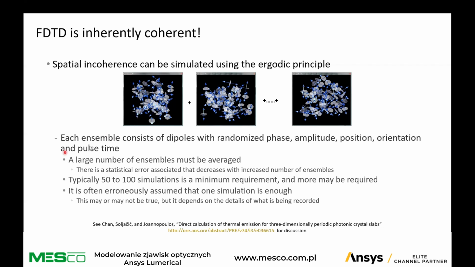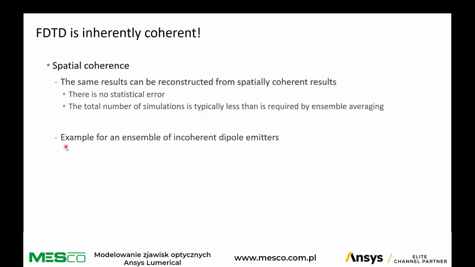That's not the case, and typically you often need something like 50 to hundreds of simulations as a minimum in order to reduce that statistical noise. So in terms of efficiency, it's definitely not the best way to do that. And the key thing here is that we can actually obtain the same results from coherent simulation without any statistical error, but also with a much smaller number of simulations to obtain these results.